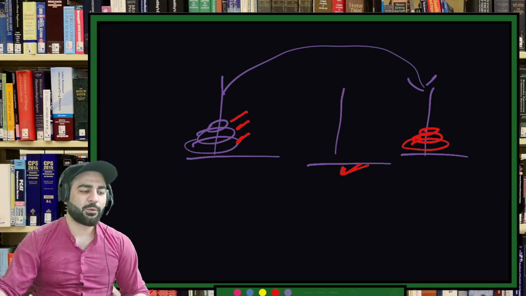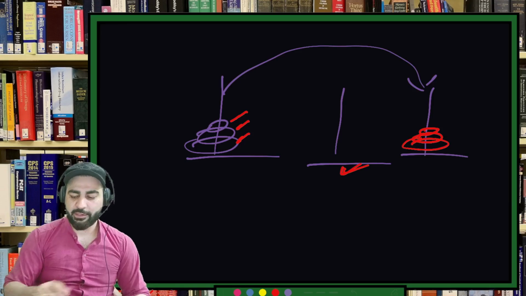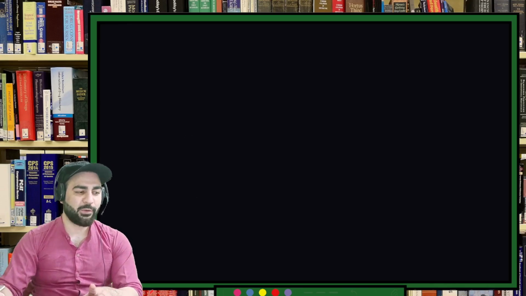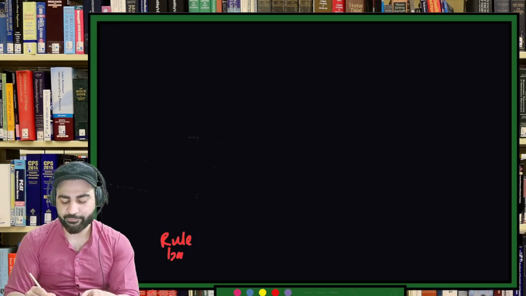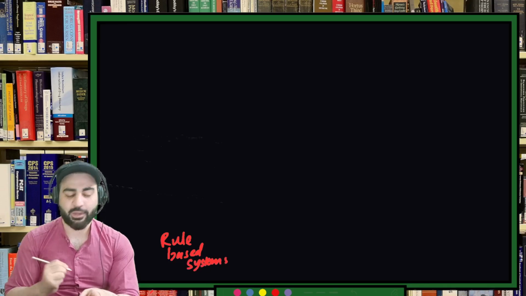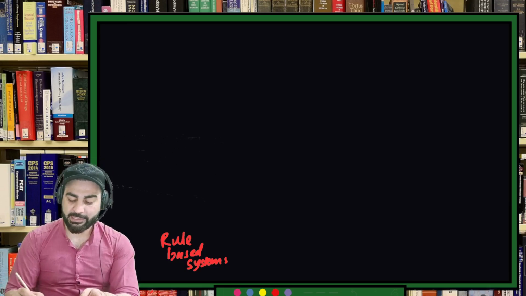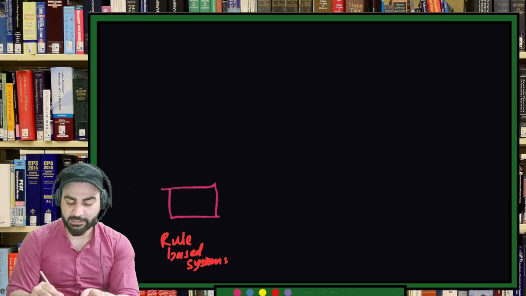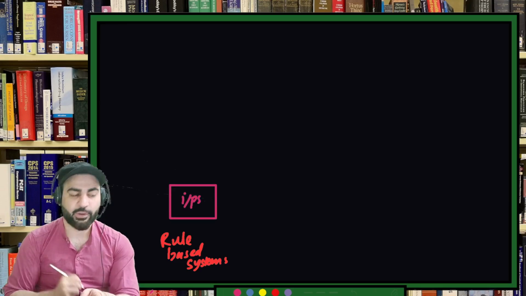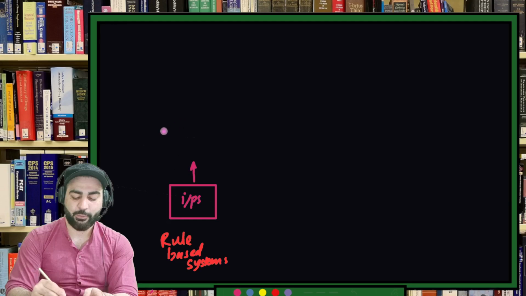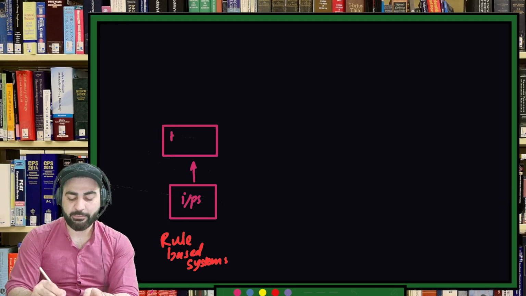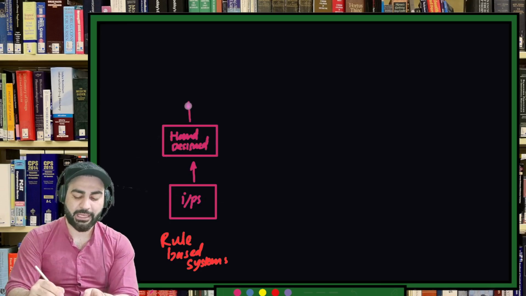To summarize what we have seen so far, I'll make a diagram. We initially said we had the rule-based systems. I'll try to write as well as possible. In the rule-based systems, we had these inputs. We had a block of inputs like this. These inputs were fed to these hand-designed programs, and then they gave us outputs.